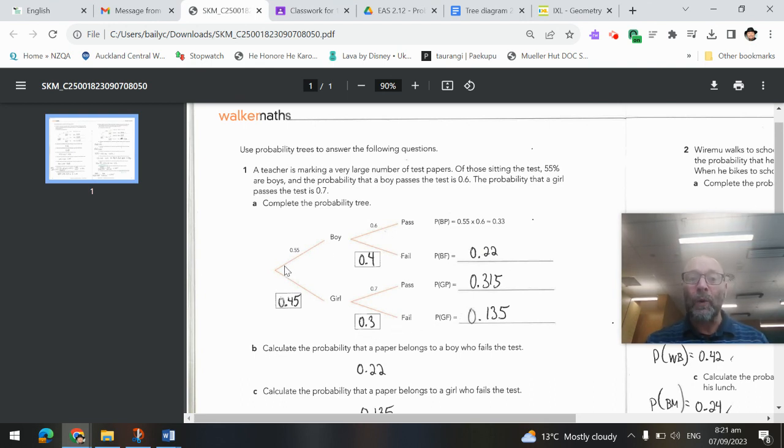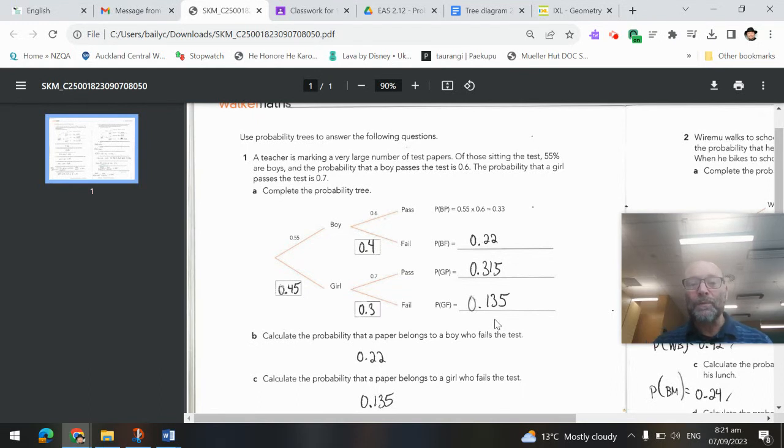Now, as we go along the branches, so the probability of a boy and passing, we know that the word "and" in probability means to multiply. So we take our 0.55 times 0.6, 0.33. Now, this outcome here would be failing and also a boy. So 0.55 times 0.4 gives us 0.22. Same thing down here, 0.45 times 0.7 to get that outcome, and 0.45 times 0.3 for this one.